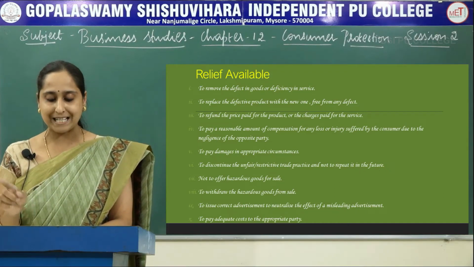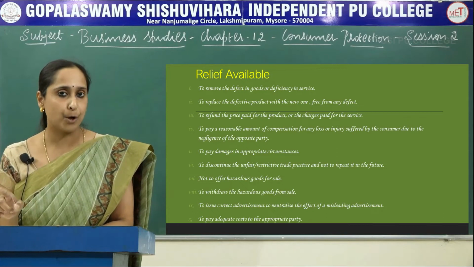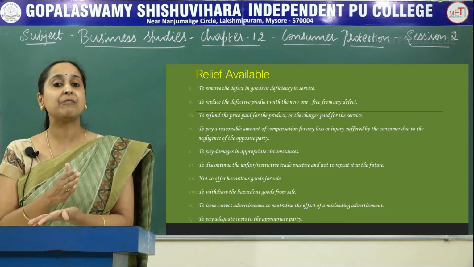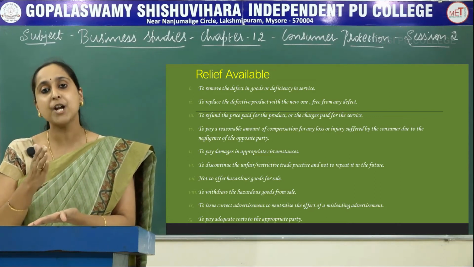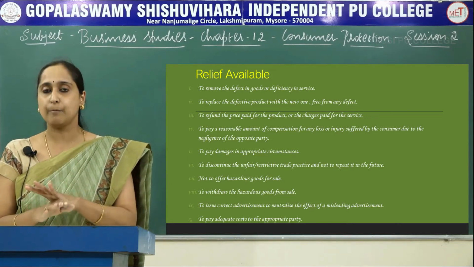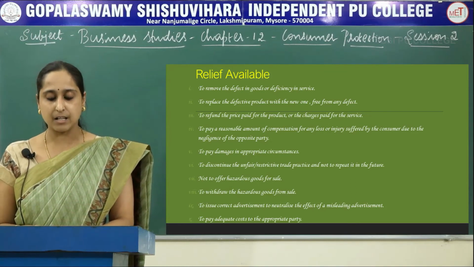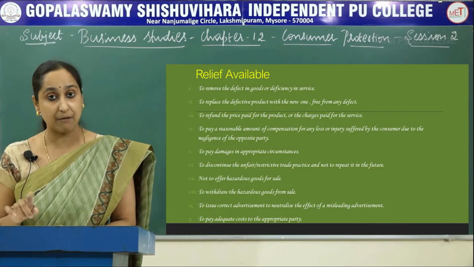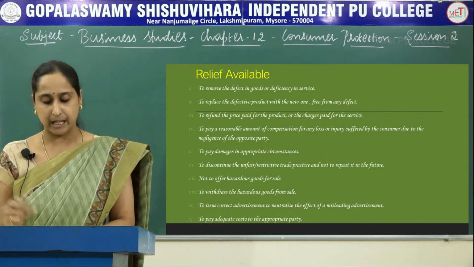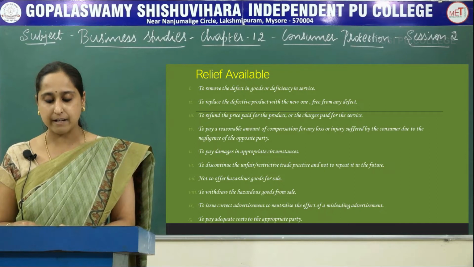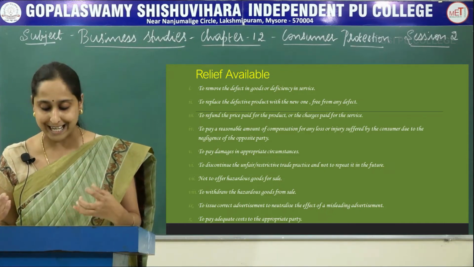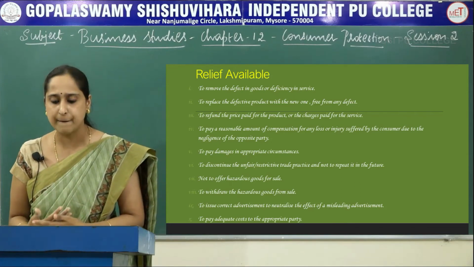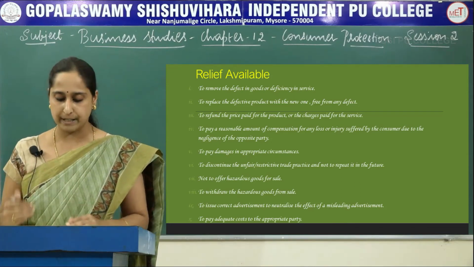Next, to replace the defective product with a new product. So hosa product na replace maadbeku, and that should be free from any defect. Aa hosa product yen replace maartare adu it should be free from defect. And next is to refund the price paid for the product or the charges paid for the service. They have to repay the price of that particular product. Next is to pay a reasonable amount of compensation for any loss or injury suffered. Ivaginadru injury agidre athwa tumbane loss agidre adike they have to pay compensation.